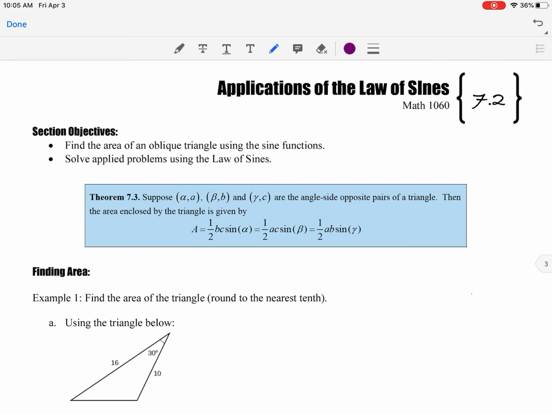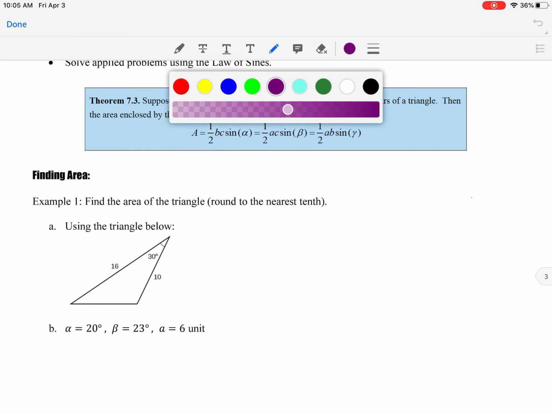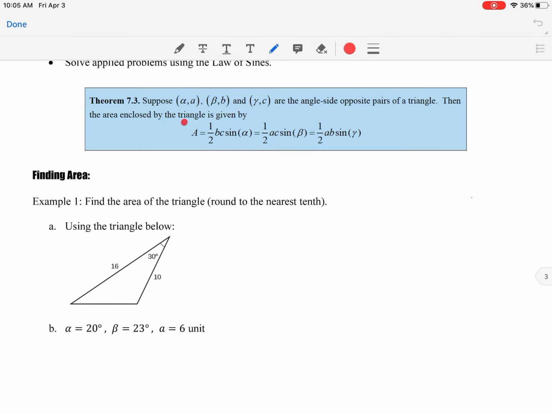Okay, the next part is we're going to look at applications of the law of sines, which is basically the idea of area and then word problems. So on this first one, it says find the area of the triangle. And if you look at the equations up here in the blue box, we've got some equations right there.